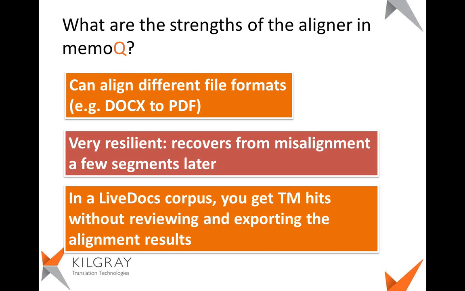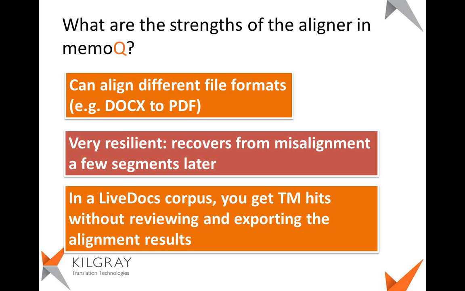And the aligner is also very resilient. This is because we are using two approaches at the same time. One is the classic algorithm of calculating the length of the segments, and the other is using anchors like contents of a term base or abbreviations that appear in the same way. And also formatting is taken into account.